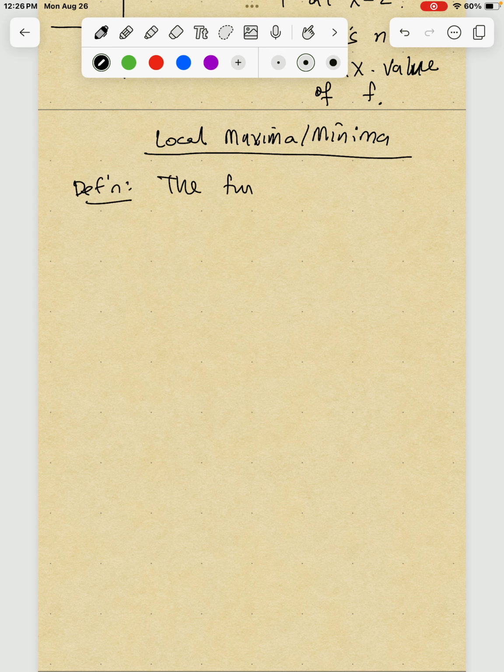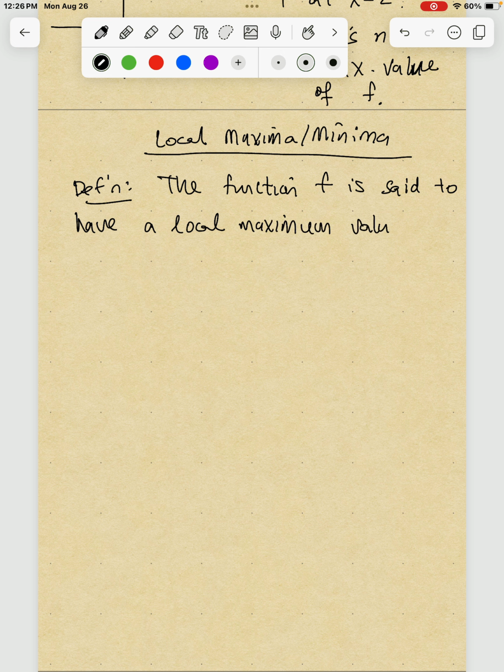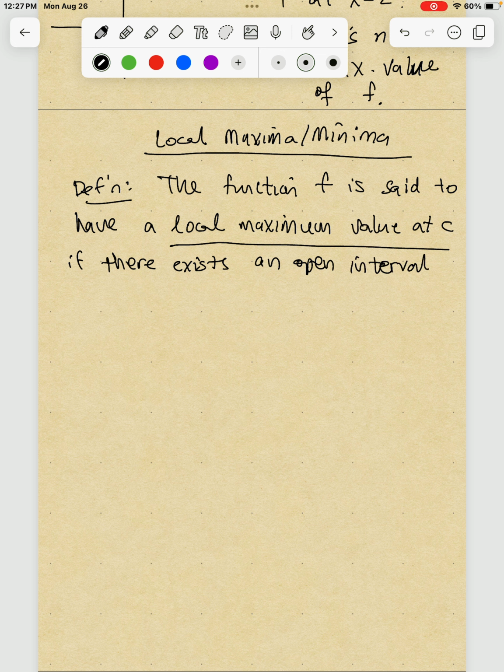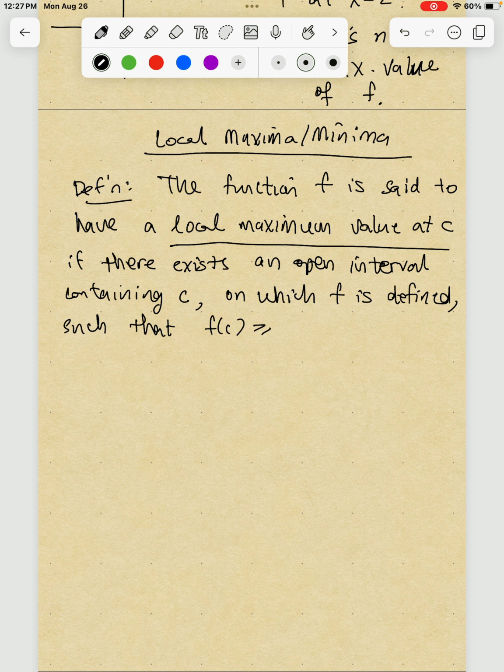The function f is said to have a local maximum value at C if there exists an open interval containing C on which f is defined such that f of c is greater than or equal to f of x for all x in the interval.